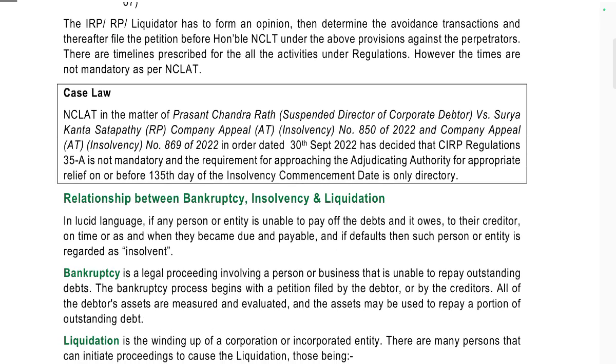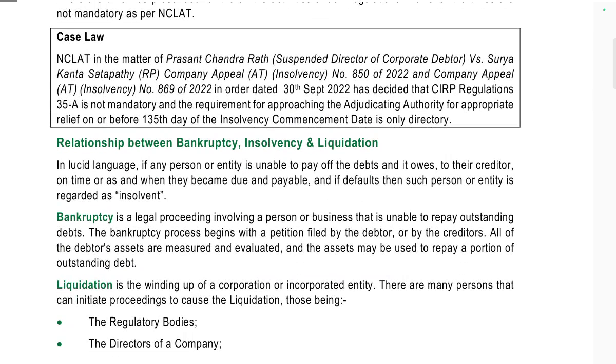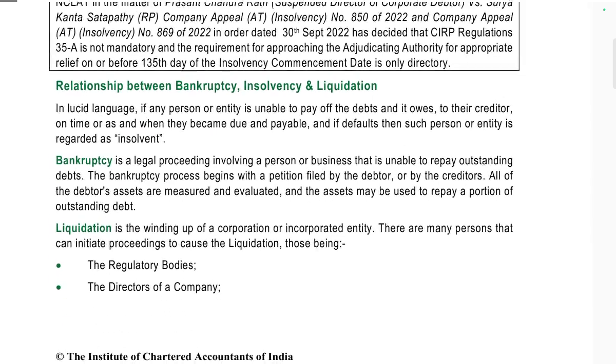Case law. In the matter of Prasant Chandra Rathan, a suspended director of the corporate debtor, versus Surya Kant Satapathy, Company Appeal 850 of 2020, the NCLAT decided on 30th September that CIRP Regulation 35A is not mandatory and is required for approaching the adjudicating authority for appropriate relief before the insolvency commencement date of the audit director.